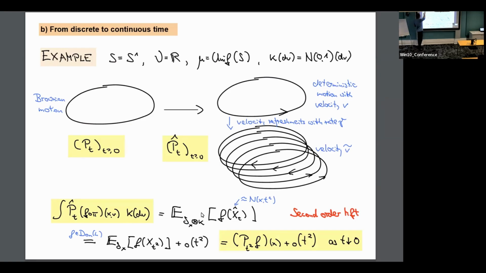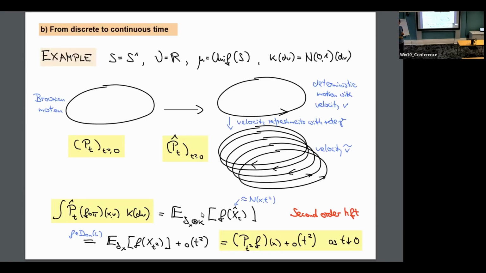Okay, let's again look at our simple example. Our simple example in discrete time was the random walk on the discrete circle, and then we lifted it. Let's do the same here. So now we have Brownian motion on a continuous circle. And then when we lift it, we could again take velocity +1 and -1. That would be a possibility.